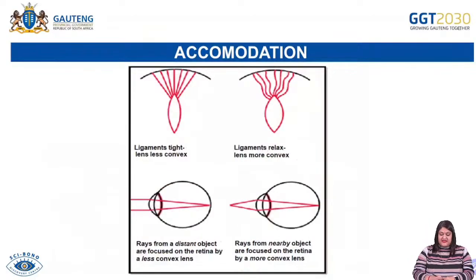Okay, so this just shows us a different picture. It shows us about the lens and everything and how the rays are going to form. So here it shows us in a less convex lens how the rays are going to be refracted and then focus onto the retina. And here it's when there is a more convex lens, because it's a nearby object, how the light is going to be refracted onto the retina.